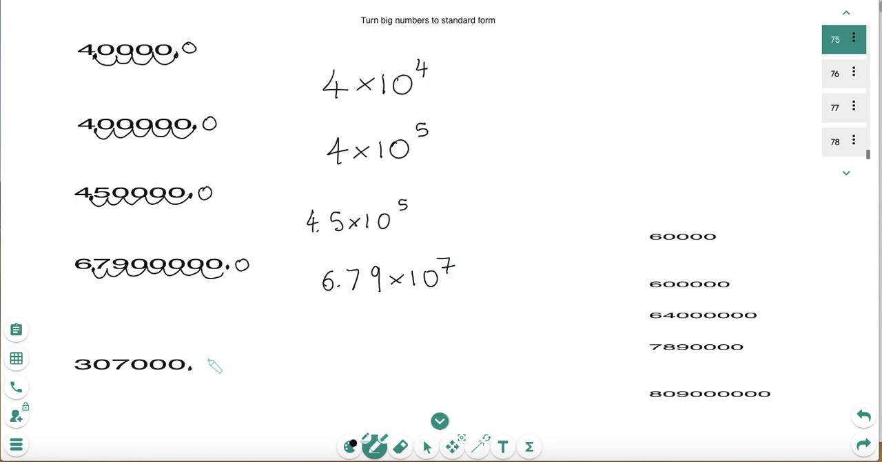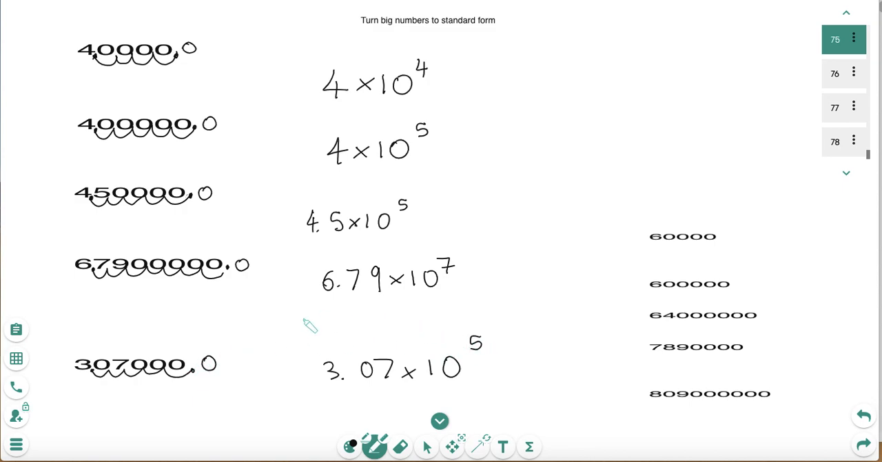Here, I'll add my decimal place. Now I want to make this number between 1 and 10, so let's get rid of this. Where would I move my decimal place? Well, here would be 30.7. No. Here, 3.07. 3.07 times 10. My old decimal place was here. How many spaces? 1, 2, 3, 4, 5, times 10 to the power of 5.